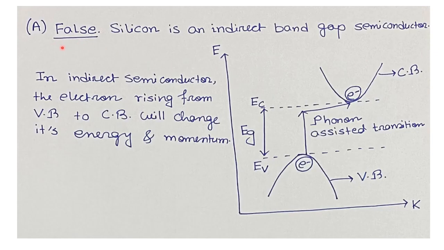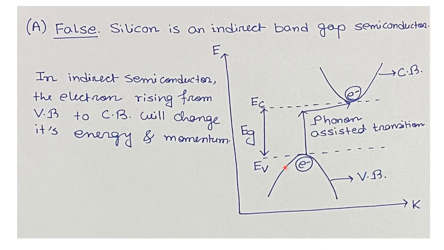The first option, option A, is false because silicon is an indirect bandgap semiconductor. Now this is a typical E-K diagram of an indirect bandgap semiconductor. The bandgap is defined as the difference between the energy at the conduction band edge and the energy at the valence band edge. Now, in order to have an electronic transition from valence band to conduction band, the electron has to gain the energy equal to the band gap of this system, that is EC minus EV.